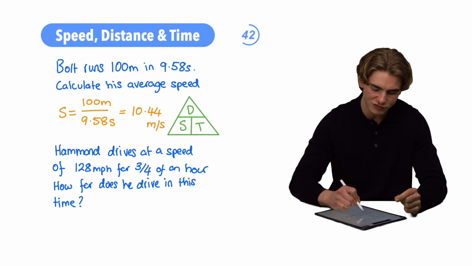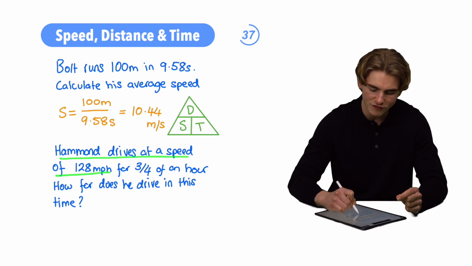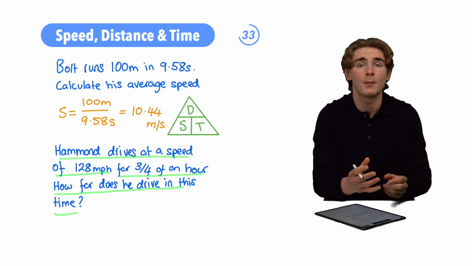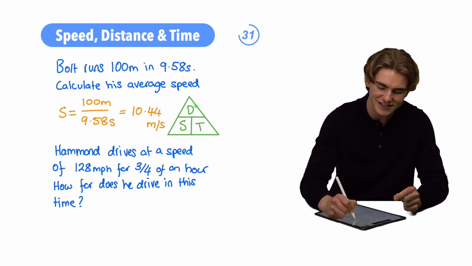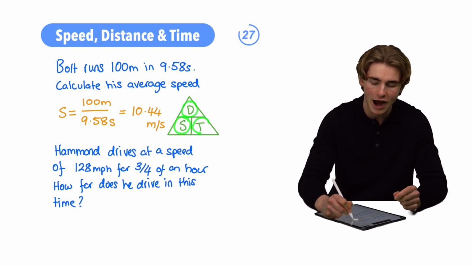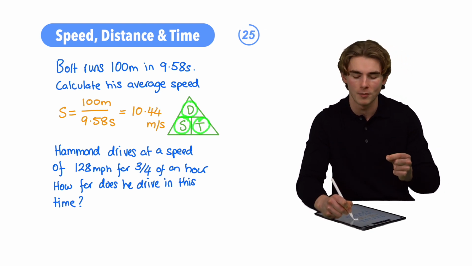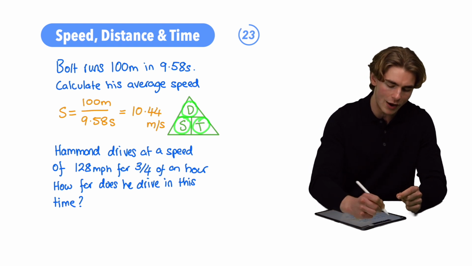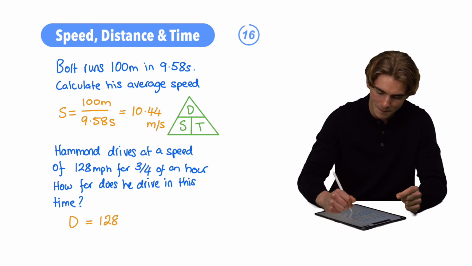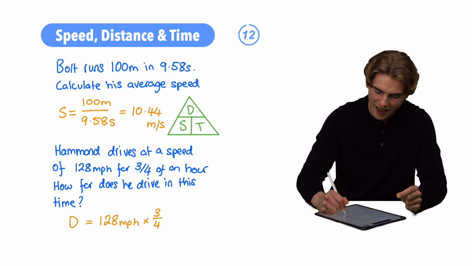Now, what about this next one, which says that Hammond drives at a speed of 128 miles per hour for 3/4 of an hour? How far does he drive in this time? So this time, guys, we want to calculate our distance. And to calculate distance, we're going to do our speed times by our time, because those two are at the bottom of our triangle. So we're going to have our distance is equal to our speed, 128 miles per hour, times by our time, 3/4 of an hour.